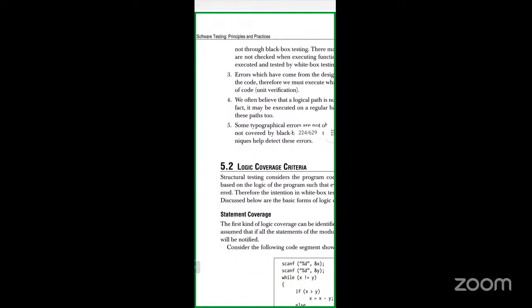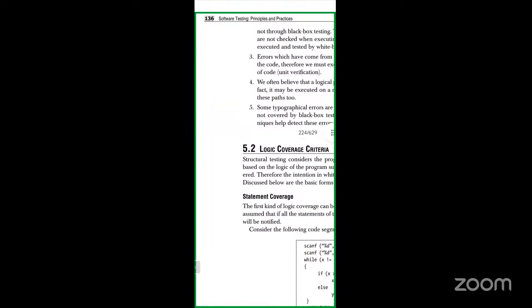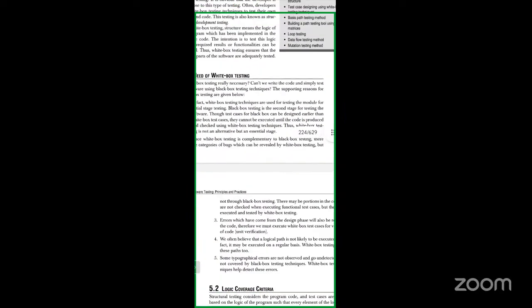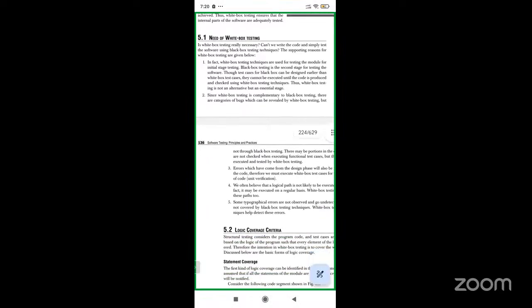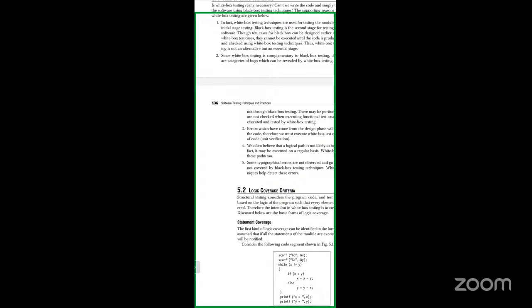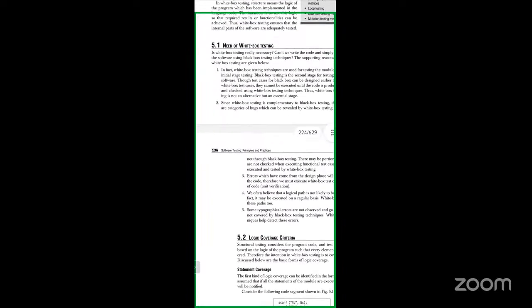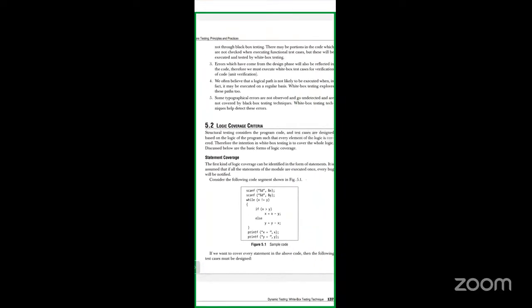So this is the need for white box testing. Whatever is missing, we can overcome with the help of white box testing, from the coding part, the testing part, the designing part, and the requirements part. Whatever is missing over there is going to be overcome with white box testing. That is why we require white box testing as a whole.